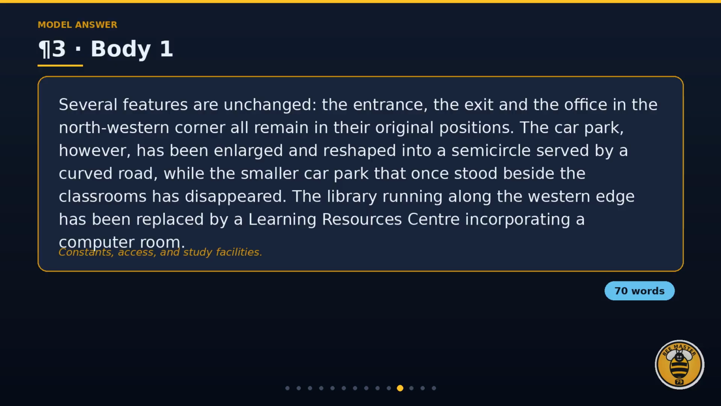Paragraph 3. Several features are unchanged. The entrance, the exit and the office in the northwestern corner all remain in their original positions. The car park, however, has been enlarged and reshaped into a semicircle served by a curved road, while the smaller car park that once stood beside the classrooms has disappeared. The library running along the western edge has been replaced by a learning resources center incorporating a computer room.